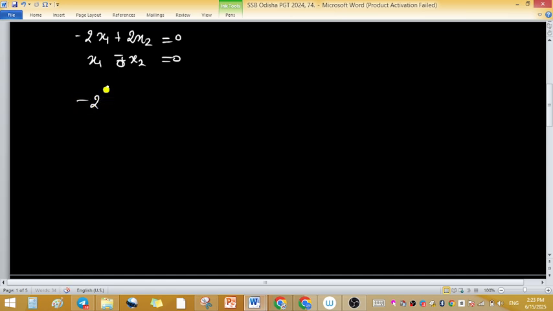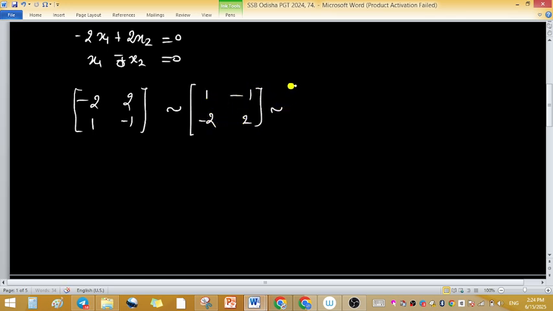Write in matrix format [minus 2, 2; 1, minus 1]. Now interchange the first rows. Apply elementary row operation: [1, minus 1; minus 2, 2]. This is equivalent to [1, minus 1; 0, 0]. So this is the first pivot element, x1 is the basic variable, and x2 is the free variable.